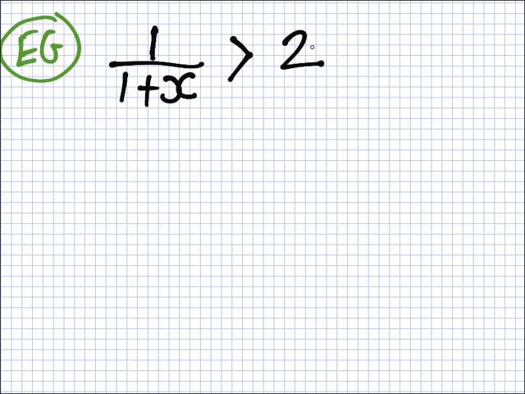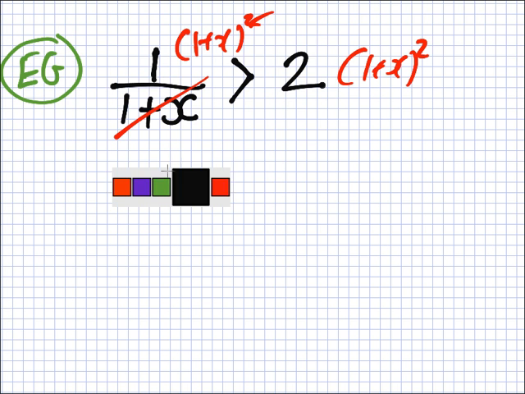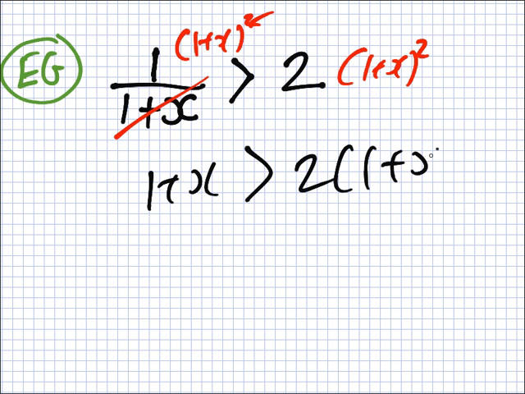So is there something you could multiply both sides by that you know is, number 1, positive, and number 2, will cancel the 1 plus x? Nice try, but no. X squared? Not quite x squared, but you're close. You need to multiply both sides by 1 plus x squared. And you see then this cancels this and you're left with 1 plus x is more than 2 times 1 plus x squared.